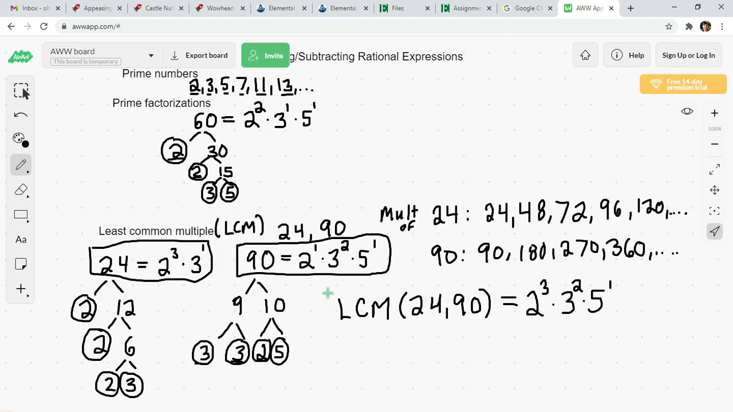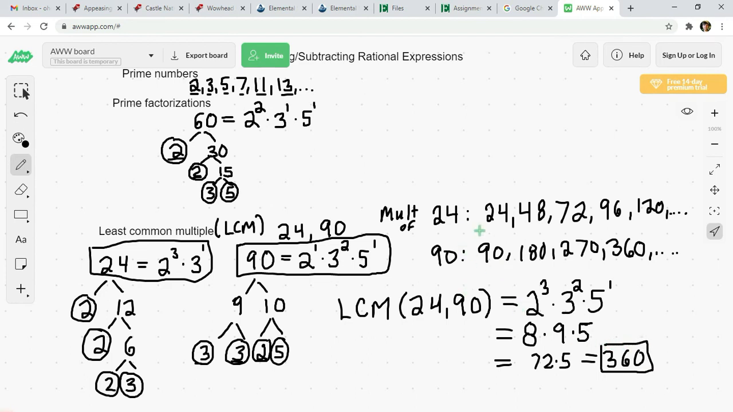Okay, so we've written down the least common multiple of 24 and 90. It's 2 to the third times 3 squared times 5. We can calculate this a little bit nicer, to make it easier to tell what the actual answer is. We get 8 times 9 times 5, which is 72 times 5, which is, what is that? Is that 360? Right. So that is our least common multiple.